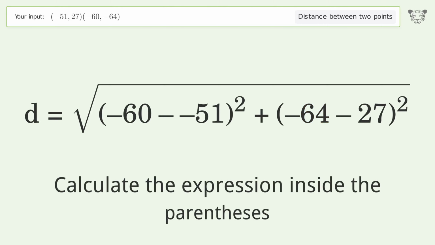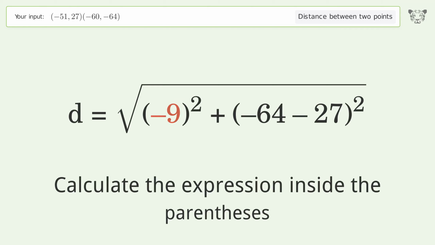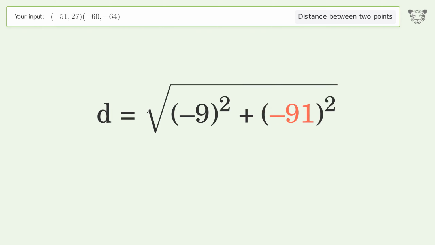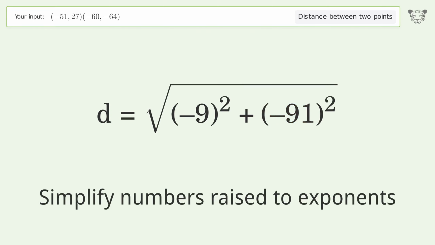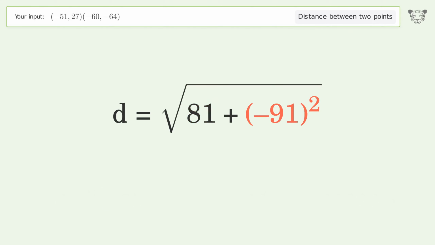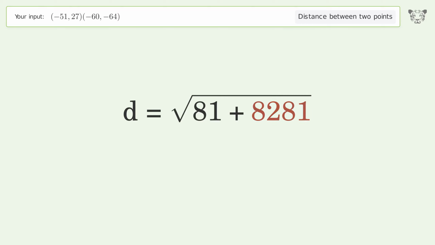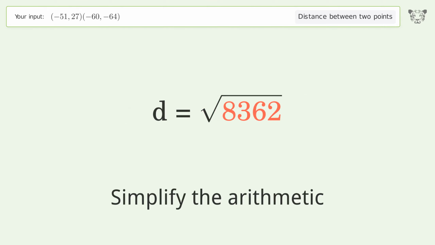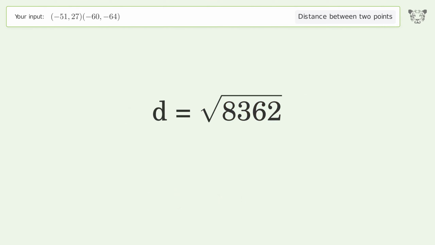Calculate the expression inside the parentheses. Simplify numbers raised to exponents. Simplify the arithmetic. And so the distance between the 2 points is the square root of 8,362, or 91.444.